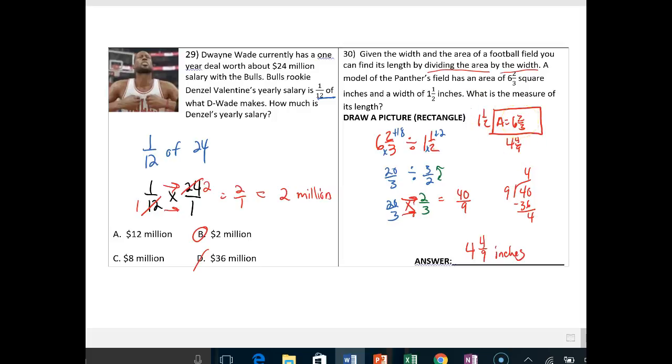So that's it. Call me if you have questions. Please make sure you're doing a good job not only correcting the problem that you missed, but also making sure you're getting the problem correct. That's the practice problem. So therefore you have that skill, you've mastered it.